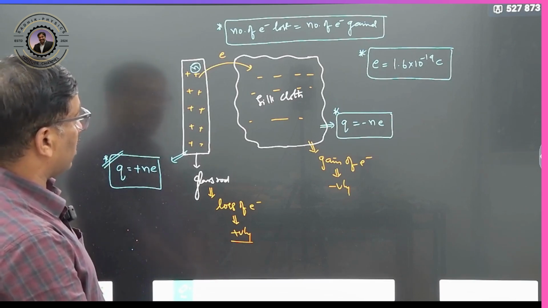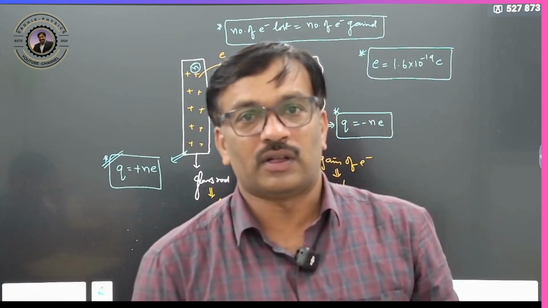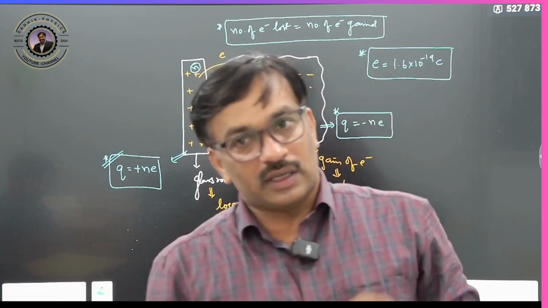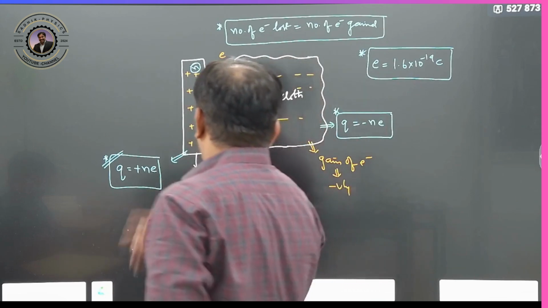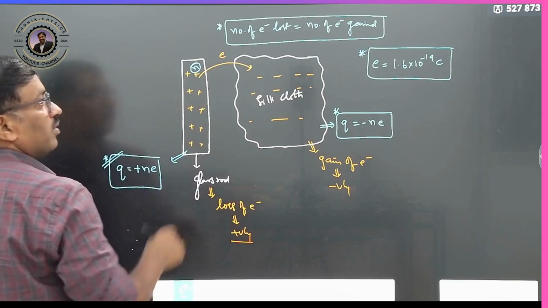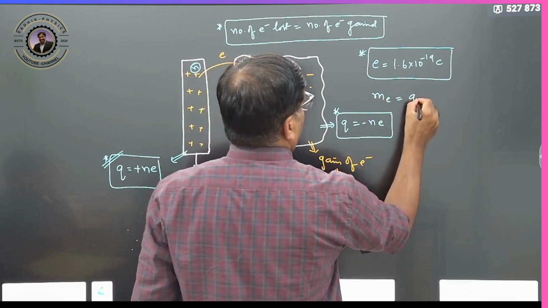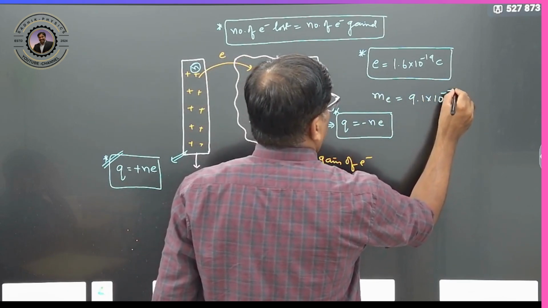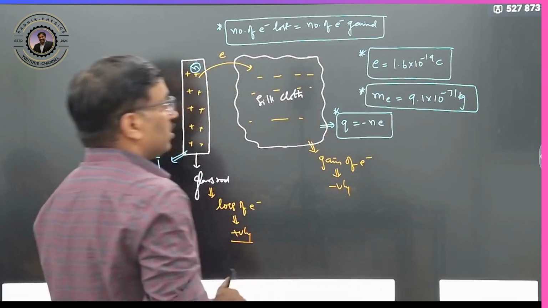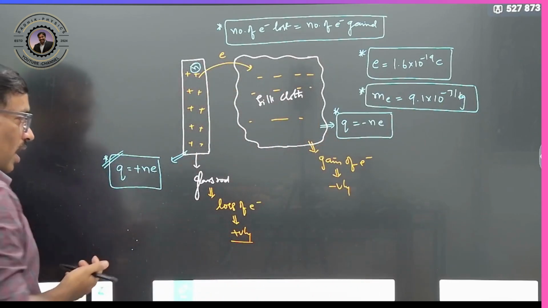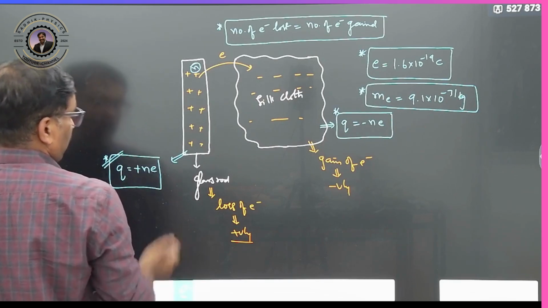Sometimes they may ask you whether there is a mass transfer. Is transfer of mass taking place or not? Yes, because electrons are transferred, so there is a loss of mass. What is the mass of the electron? It is 9.1 times 10 to the power of minus 31 kg. Minus 31 means it is very minute, so we cannot observe a noticeable change. Clear?